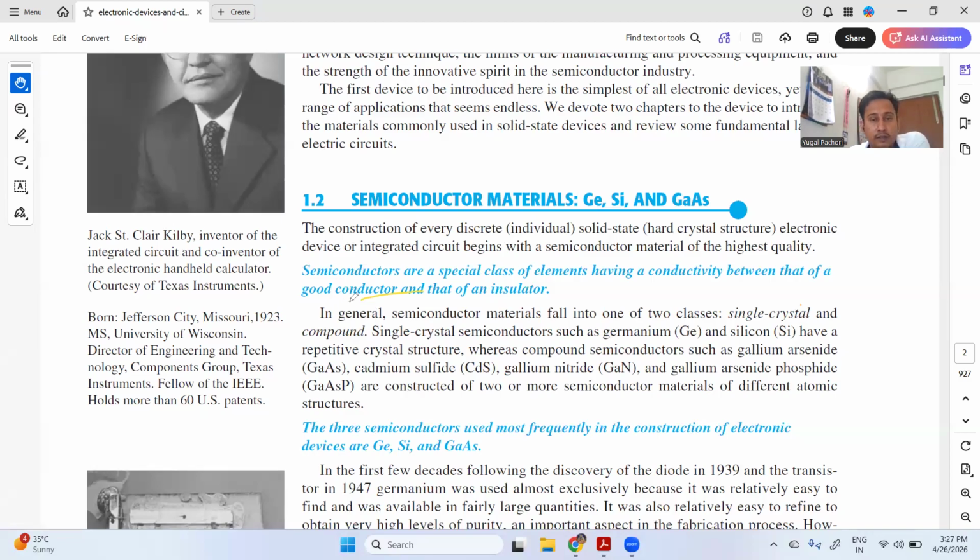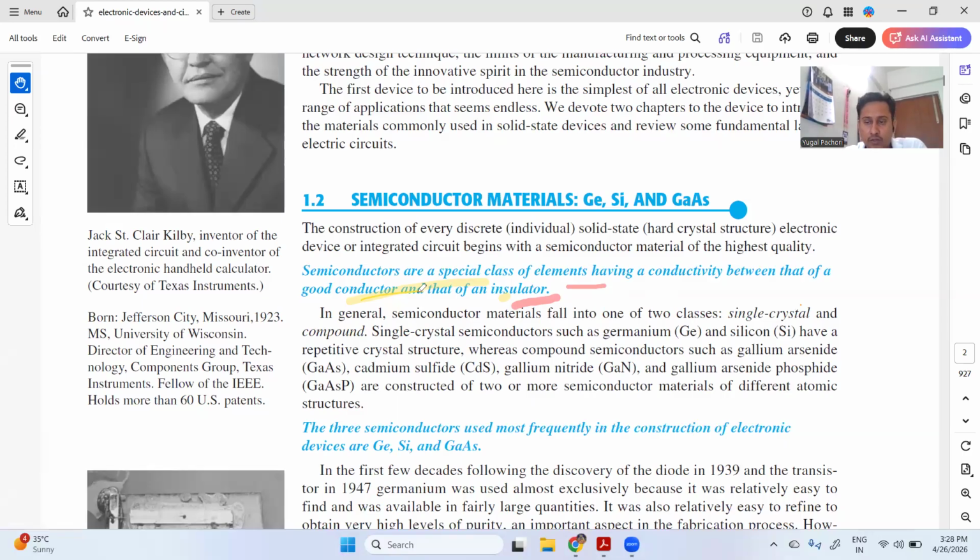Yeah, this is the highlighter. So semiconductors are a special class of elements having conductivity between that of a good conductor and that of an insulator. This is the insulator. So let me change the color of the highlighter. It will be red. It is fine. Or reduce the size of the highlighter. Smart pen, finishing pen, line width. Yeah, this is fine. Width is fine. In general, I'm just trying this for the first time, so that's why I'm taking a little bit of time.